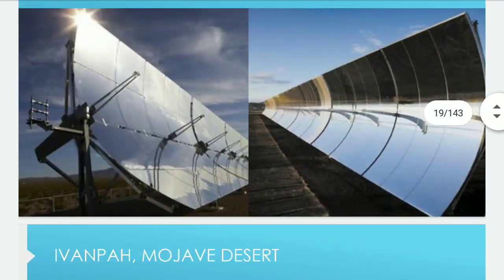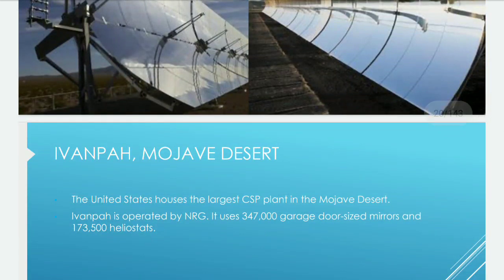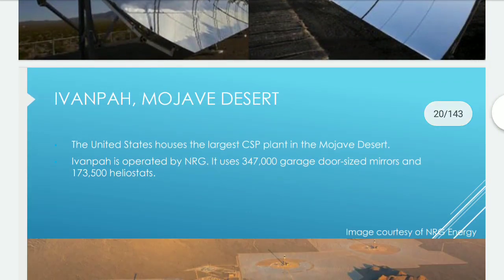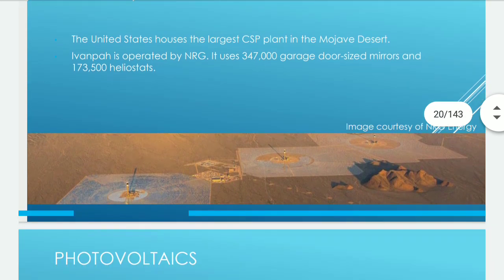This is again trough. Ivanpah, Mojave Desert. The United States houses the largest CSP plant in the Mojave Desert. Ivanpah is operated by NRG Energy. It uses 347,000 garage door size mirrors and 173,500 heliostats. You see this picture.